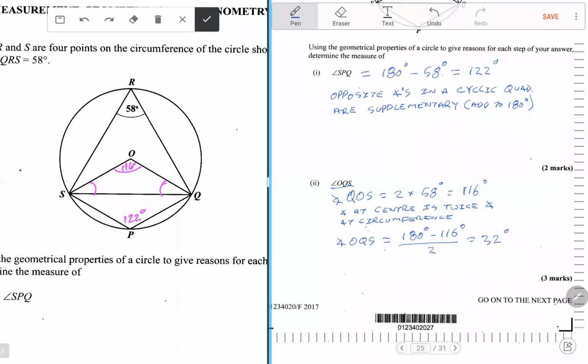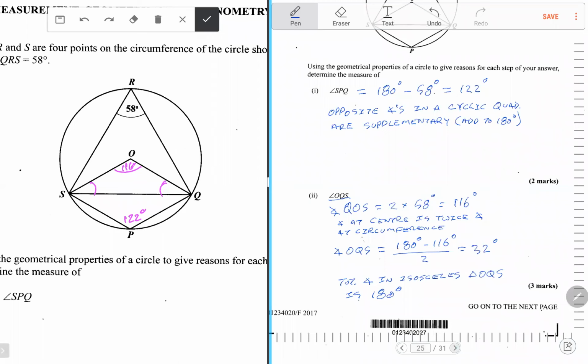And the reason for that is the total angle in an isosceles triangle. Total angle in isosceles triangle OQS is 180 degrees. That's what they're telling you. It's an isosceles triangle and the total angle is 180 degrees. That's how we get that answer. All right, that done. Next part.